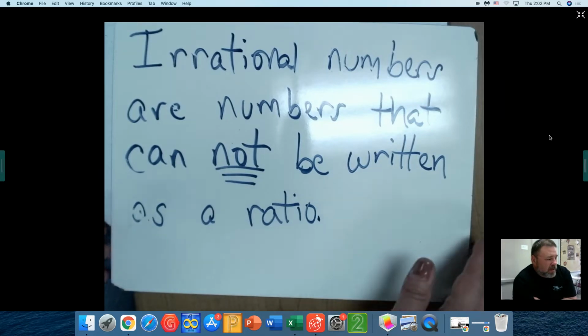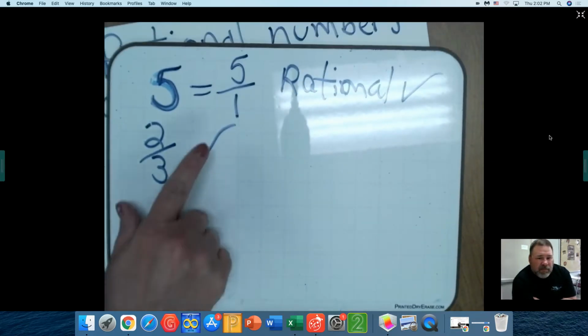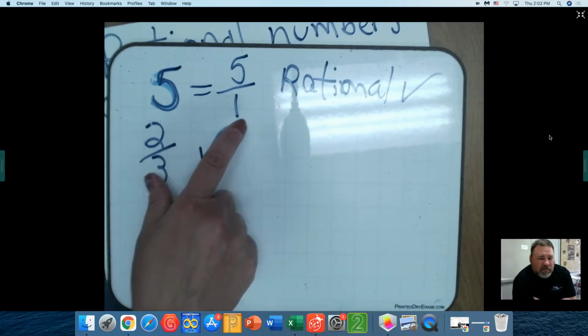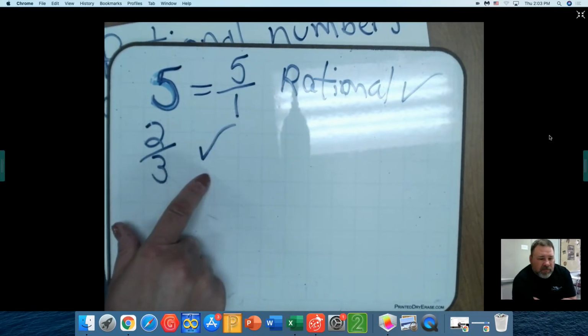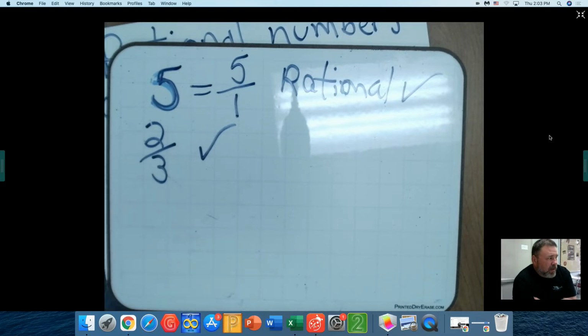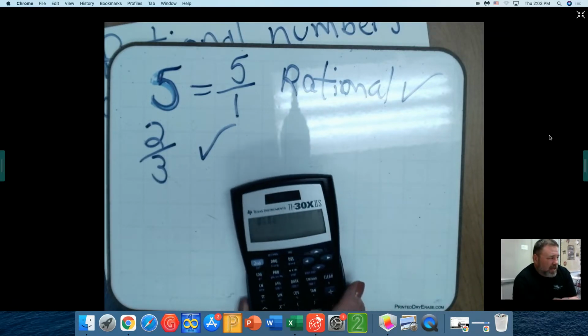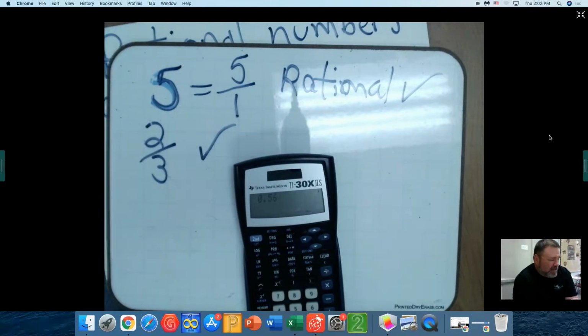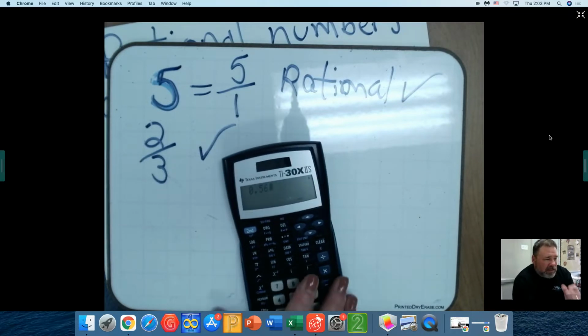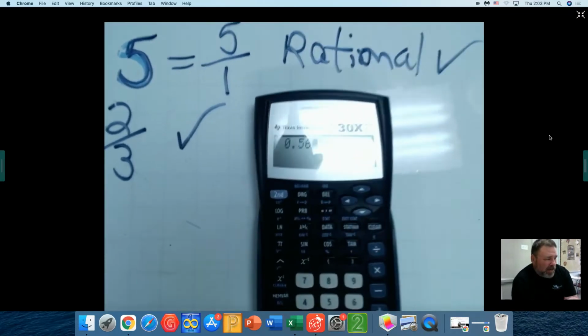So far, we've come up with a whole number can be turned into a fraction. A fraction is automatically rational because it's a fraction. Right. So with decimals, it just depends. It depends. We've got to see. Okay, so show us the decimals that can be written as a ratio.